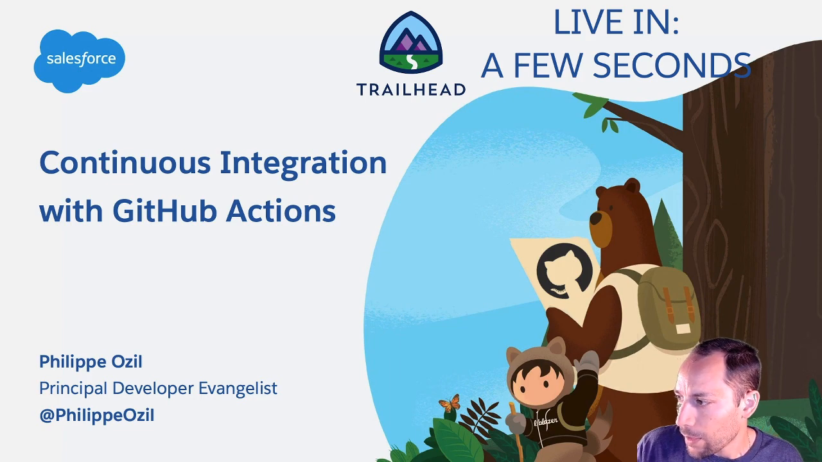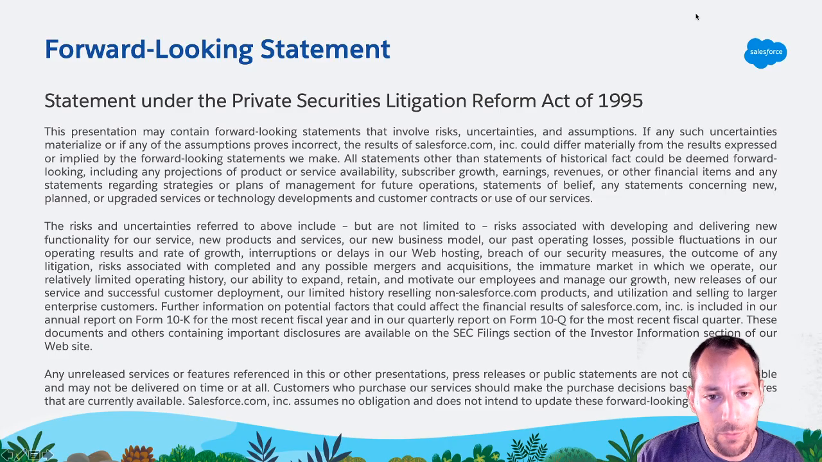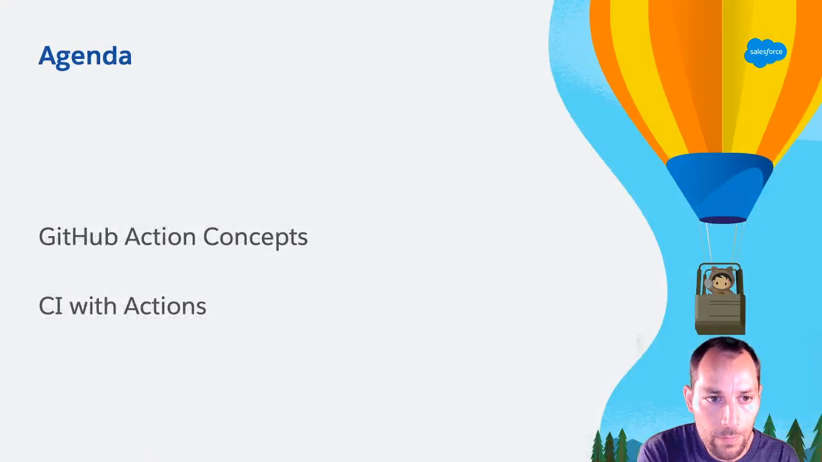So for today's agenda, we're going to be starting with a few things. Before I jump into the presentation, I need to give you the forward-looking statement. As always, we are a publicly traded company, so please make your purchasing decisions based on what is commercially available in the product. Again, I'm not so much going to talk about the product as in my previous sessions. I'm more going to talk about GitHub, so that should be another problem.